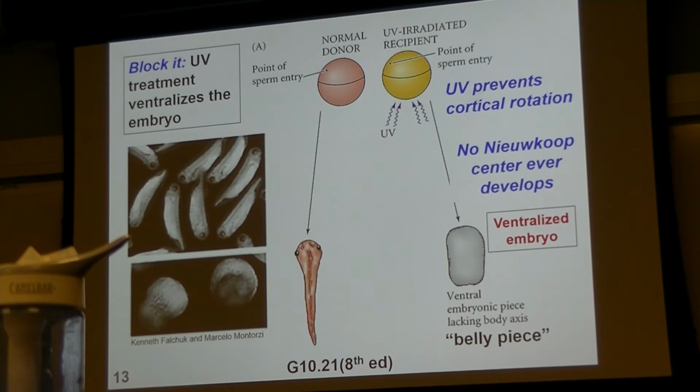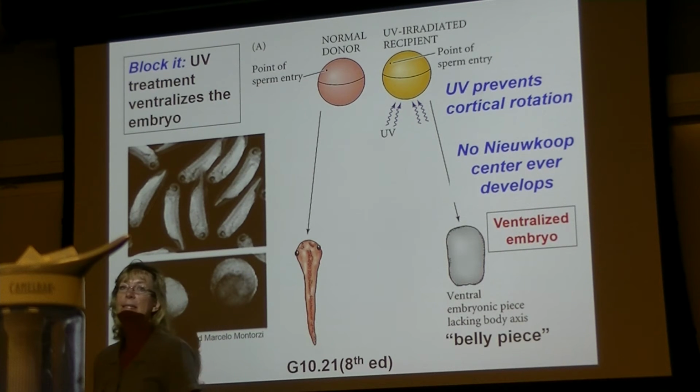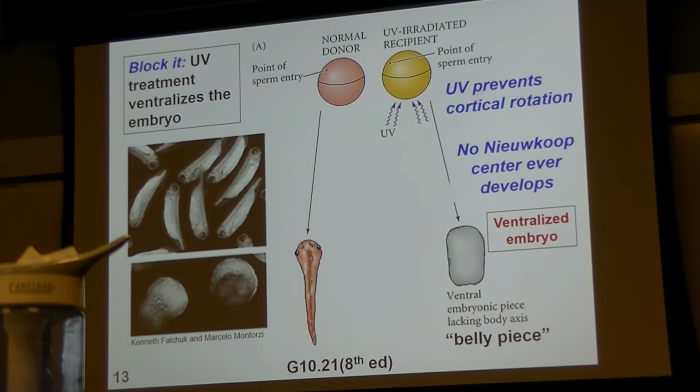And as a consequence, you would never see the rearrangement of the maternal factors that might be needed to establish the nucleus center. And if you let that thing go, sure enough, it develops just as a belly piece. Essentially it is an embryo lacking the information for dorsal-ventral sidedness. And the default state here is just to develop as a ventralized embryo or a belly piece. So we're really lacking the information to build the dorsal side.